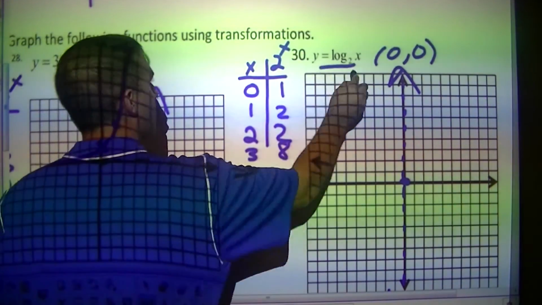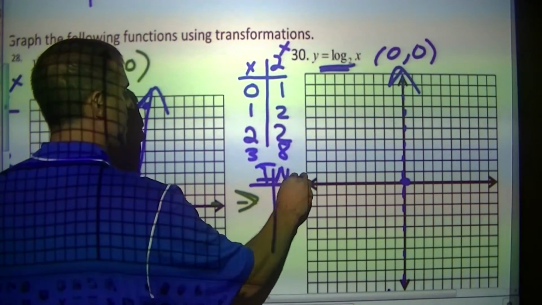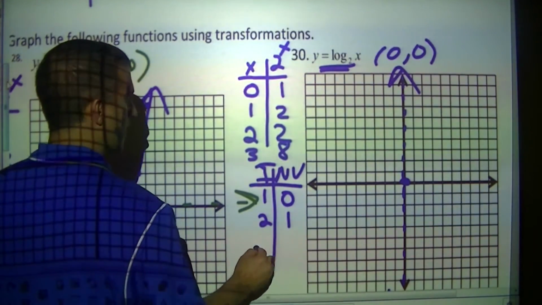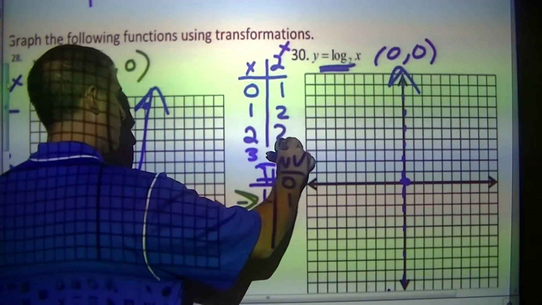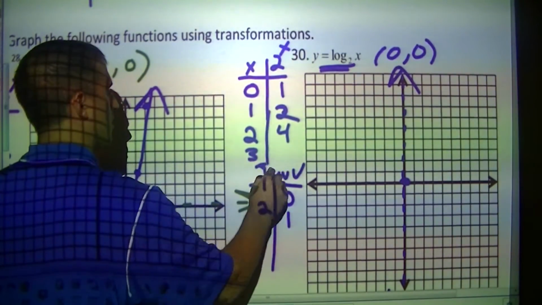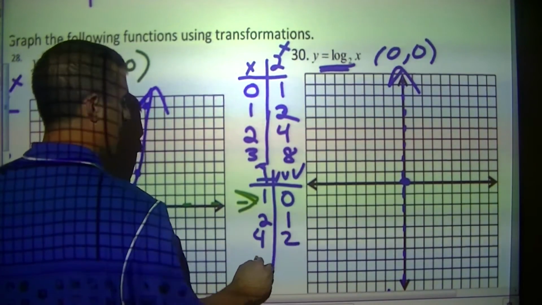Now, since it's a log, I'm going to use the inverse. So that's going to be (1, 0), (2, 1). I'm sorry, that shouldn't be (2, 2), that should be (2, 1). I made a mistake there. 2 to the second is 4, 2 to the third is 8. So that's going to be (4, 2) and (8, 3).